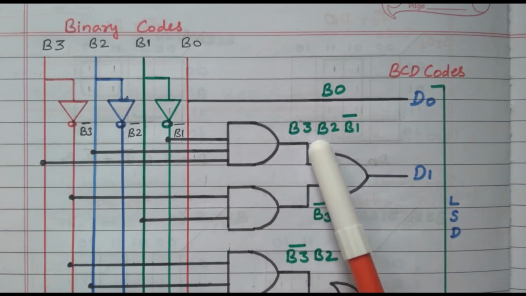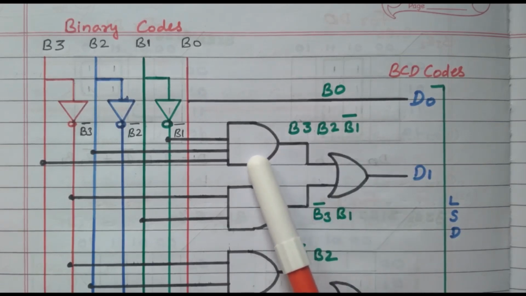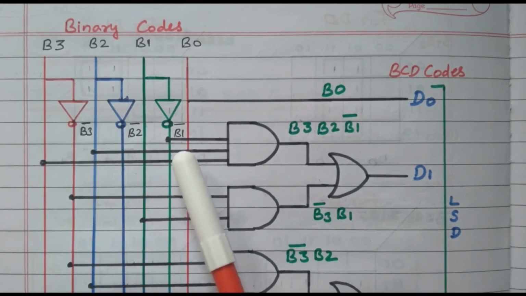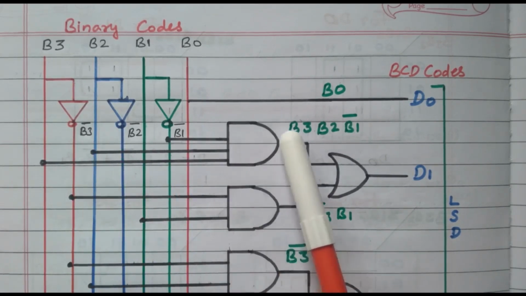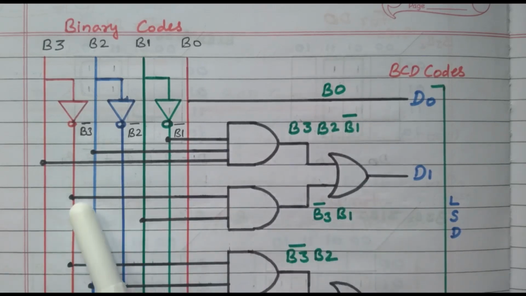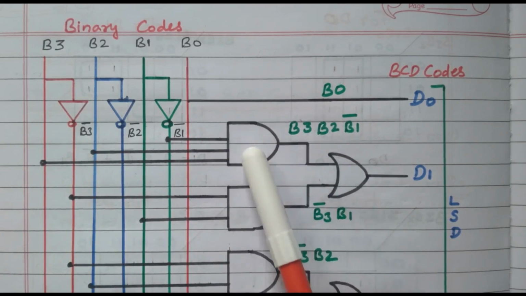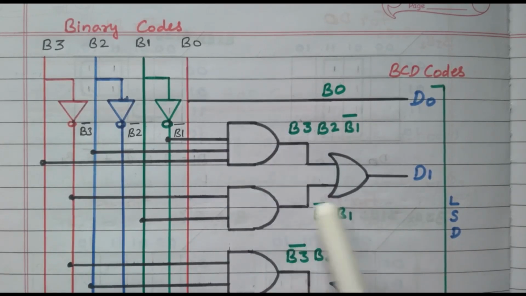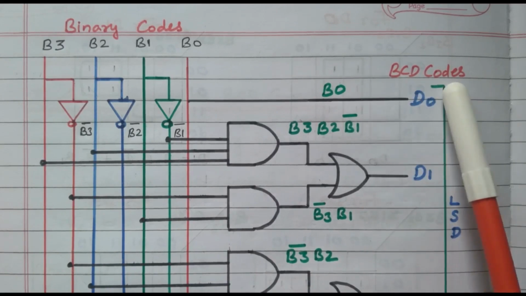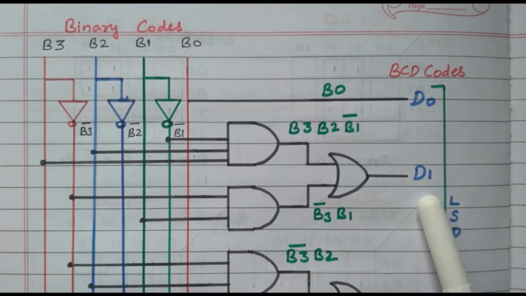How to get B3 B2 B1'? By using the AND gate. Here B3, B2 and B1' are connected, so these three terms will multiply. Similarly, here B3' and B1 are connected. So we got these two terms using this AND gate. These two terms are added by this OR gate, so that we got the value of D1. That is the binary coded decimal, the second digit D1.